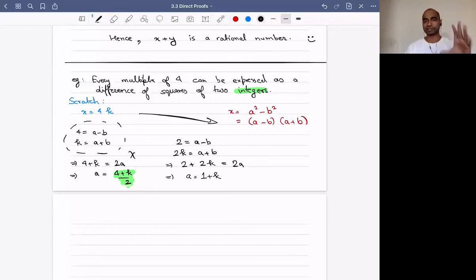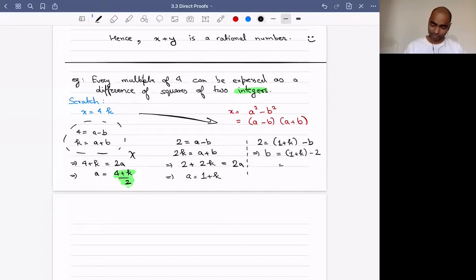We're not done yet. I still need to figure out if I can get a b. How can I get a b? I can use the first equation. So I'll get 2 is equal to 1 plus k minus b. I'll transfer b on the other side and 2 on that side. That will give me k minus 1. Excellent. So it looks like k plus 1 and k minus 1 are the things I'm looking for.